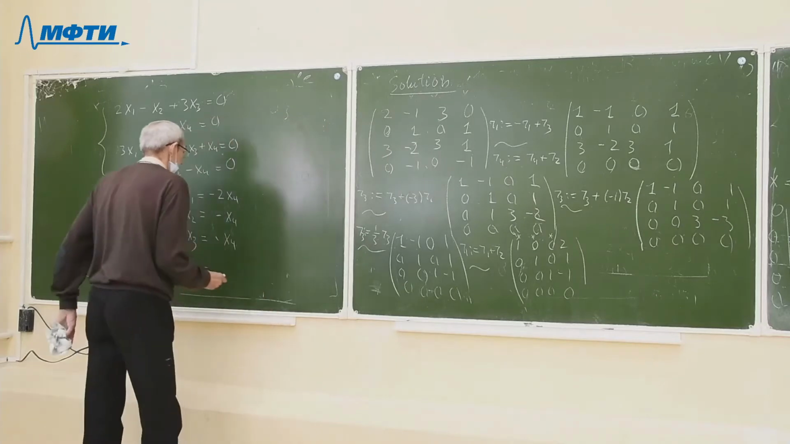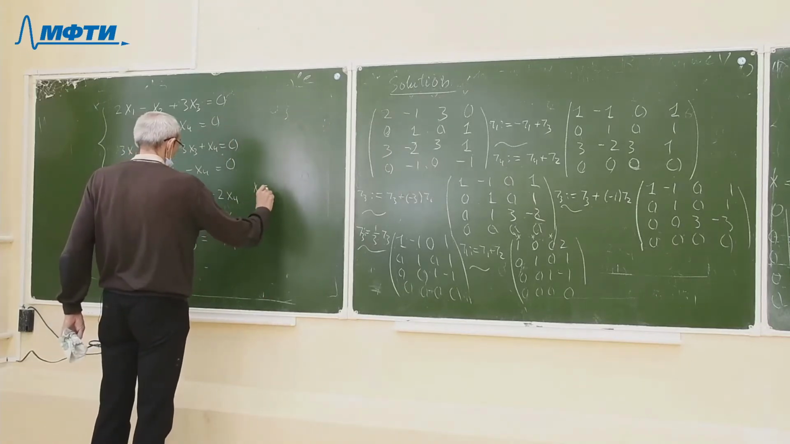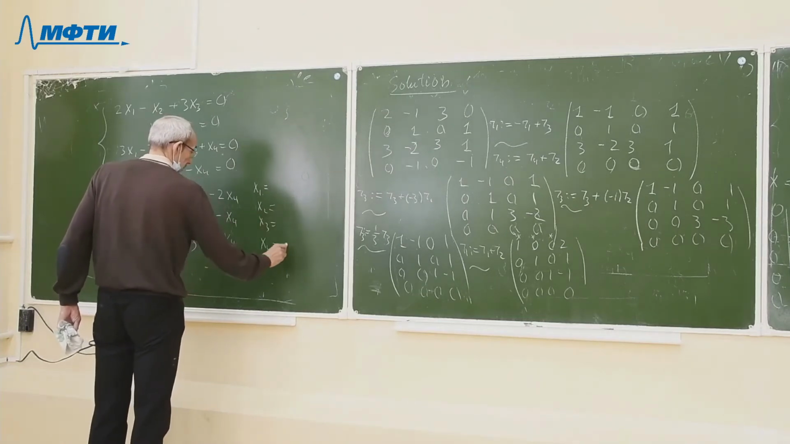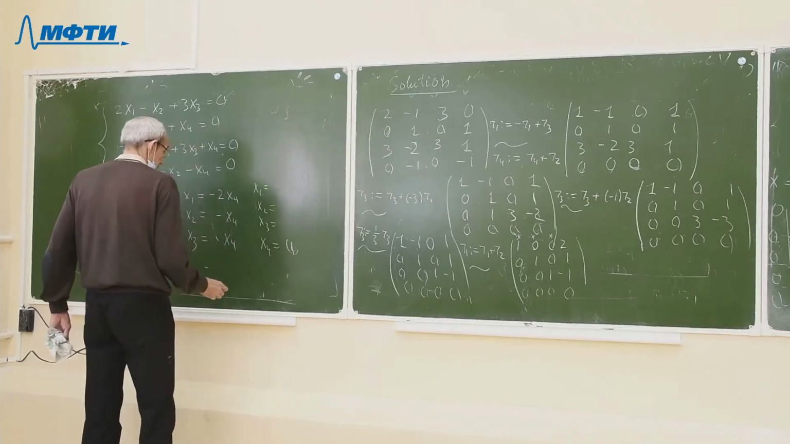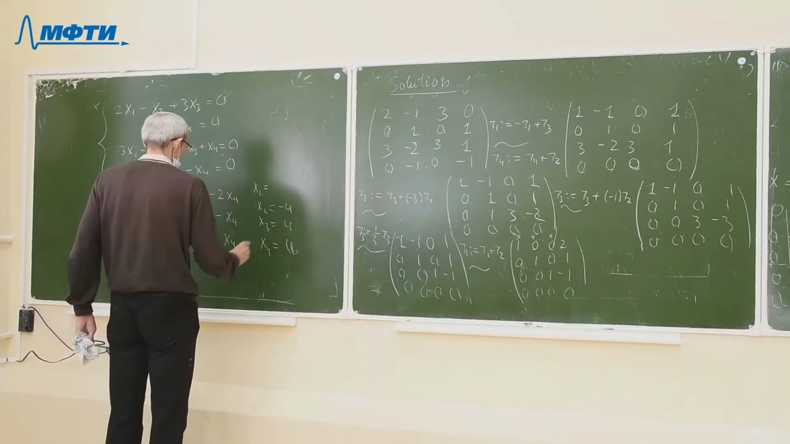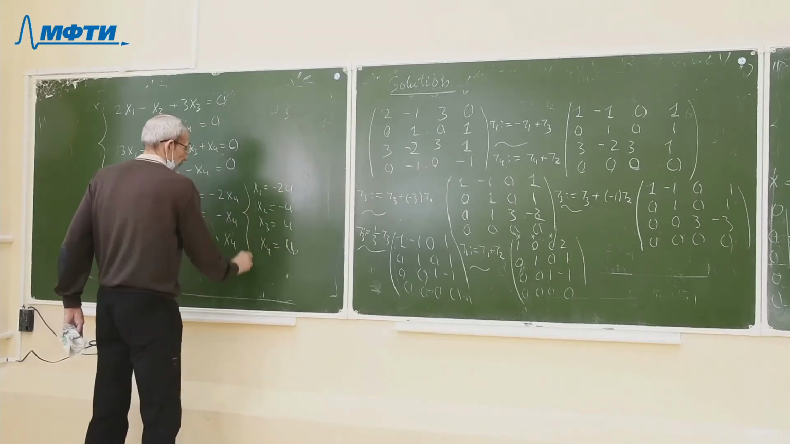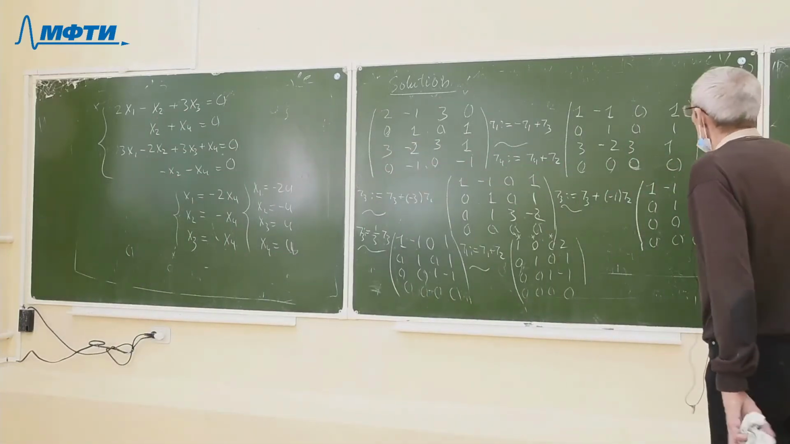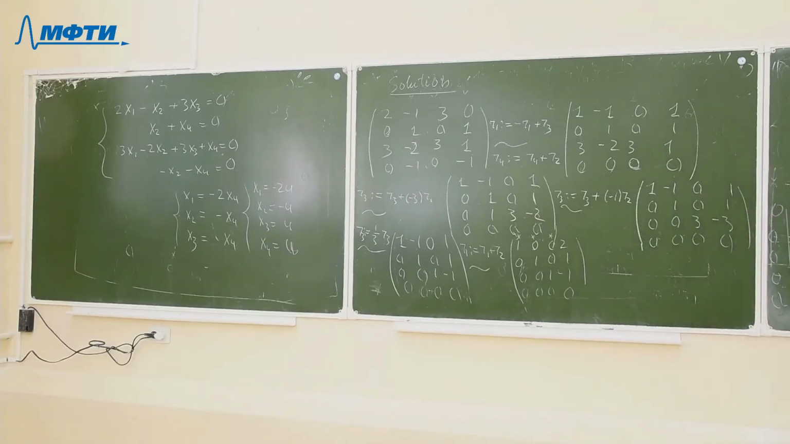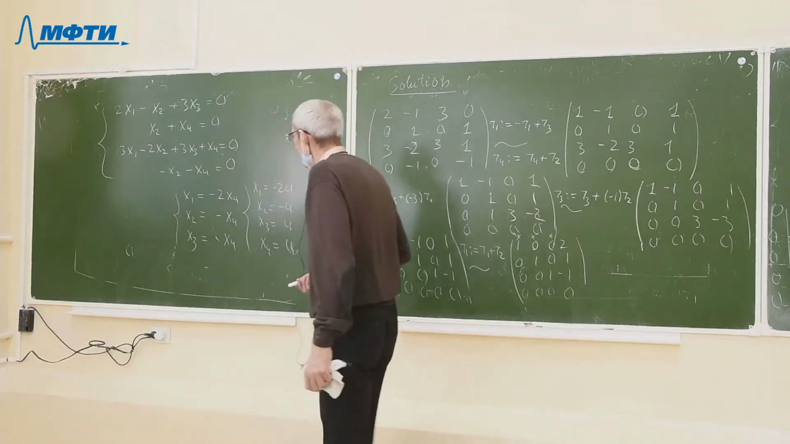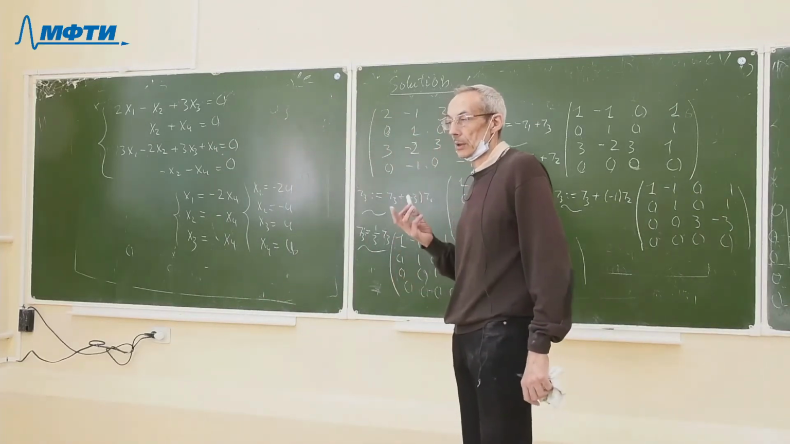The parametric form of the solution is the following: x1, x2, x3, x4. x4 is equal to u, x3 is equal to u, x2 is equal to minus u, x1 is equal to minus 2u. This is the parametric form of our solution. You can find the basis. We have only one independent variable, x4, and it means that the basis contains only one vector.